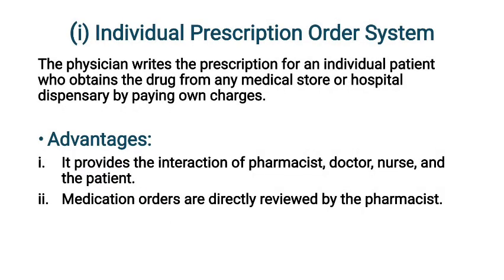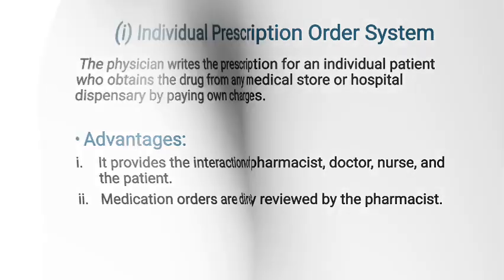First, individual prescription order system. The physician writes the prescription for an individual patient, who obtains the drug from any medical store or hospital dispensary by paying own charges. Advantages: First, it provides the interaction of pharmacist, doctor, nurse and the patients. Second, medication orders are directly reviewed by the pharmacist.